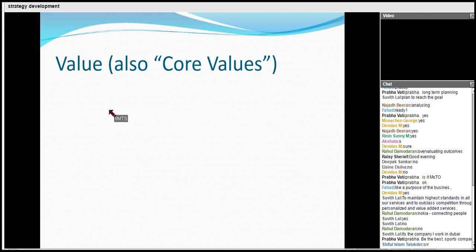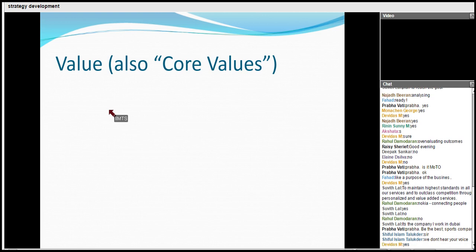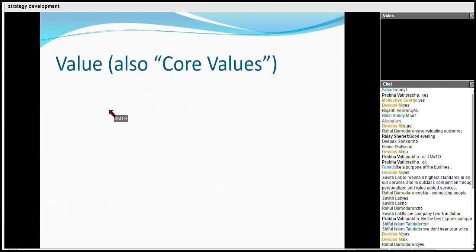What is value? We've looked at mission, we're going to look at value, and then we're going to look at vision. So is mission okay? Is there a problem with my voice? Is it okay now? Do you want me to take this last slide again?